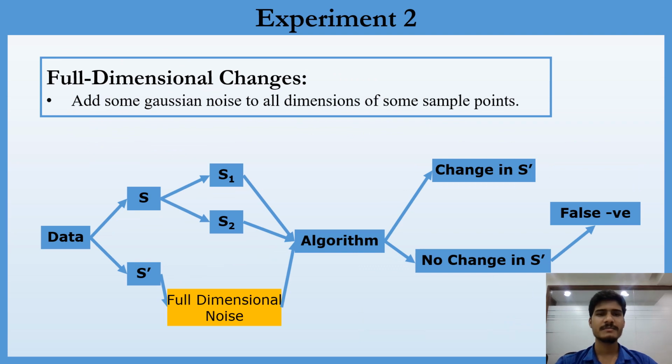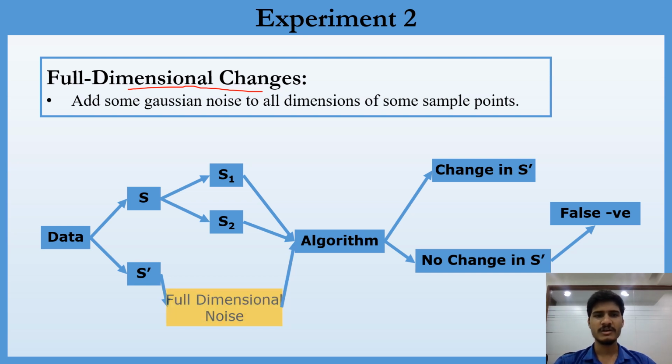Now let's see experiment 2. Experiment 2 is about finding the false negative rate. False negative rate means there actually is a change but the algorithm detected no change. So we count that rate. For counting this rate, we define full dimensional data changes. So how do we make the changes? We add Gaussian noise to all dimensions of some samples. For example, there are 100 sample points. We randomly select 30 data points and add the Gaussian noise in all dimensions, as you can see in the flow diagram.